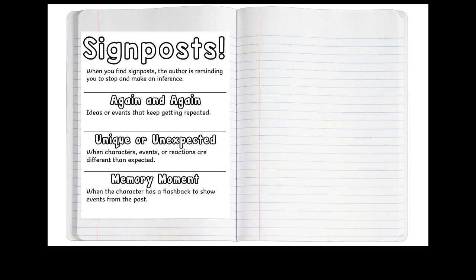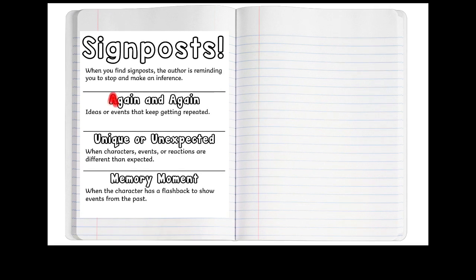So I'm going to ask you to go ahead and grab your red colored pencil. That's what we're going to start with. And we're going to start with our signpost called Again and Again. So using your red, you're just going to fill in the bubble letters. And as you're filling those in, I want to give you an example of an again and again.